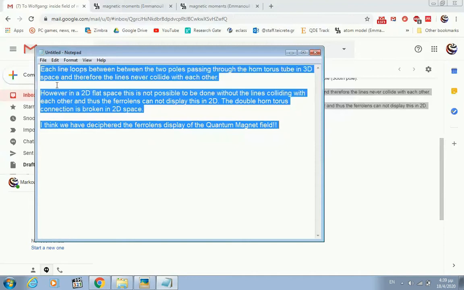So yes, as I have written here, each line loops between the two poles passing through the horn torus tube in 3D space, and therefore the lines never collide with each other. However, in 2D flat space, this is not possible to be done without the lines colliding with each other, and thus the Ferrolens cannot display this in 2D. As a physical device, it has to obey physical rules. The double horn torus connection is broken in 2D space. And I believe that we really have deciphered the Ferrolens display of the quantum magnet field here.